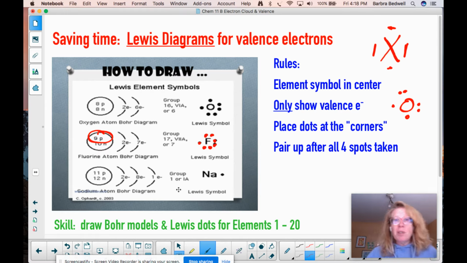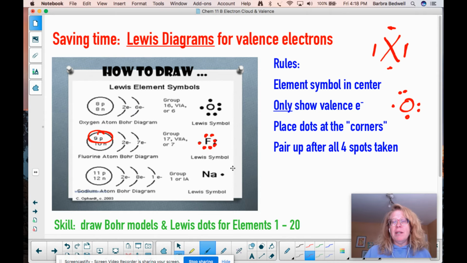If I'm going to draw sodium, sodium has a total of 11 electrons. 2 go in the first energy level, then 8 go in the second energy level, and then there's one last one all by itself in the third energy level. That's why sodium, Na, only has a single dot. We're going to practice this particular skill a lot in our meeting.